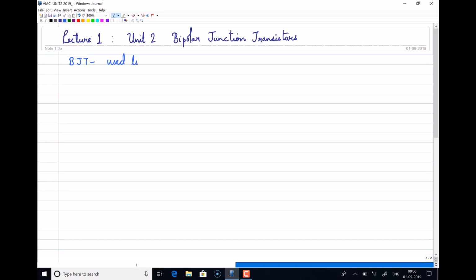Since there are three terminals, this BJT can be used to realize a current source. And this property or characteristic is further utilized to use the BJT as an amplifier, which we'll discuss in the coming lectures. As you all know, the BJT was invented in 1948 in Bell Laboratories.